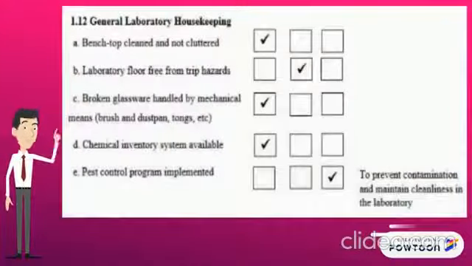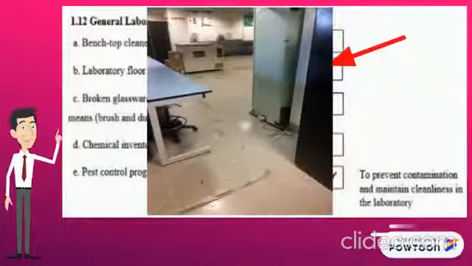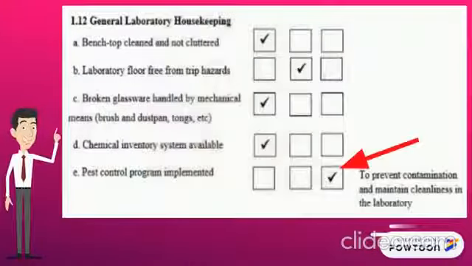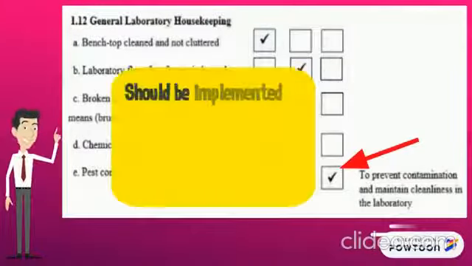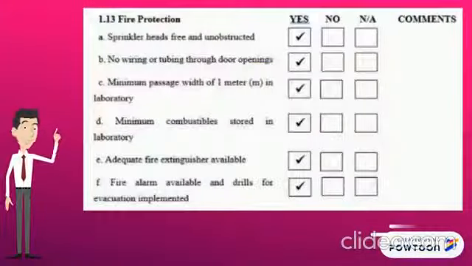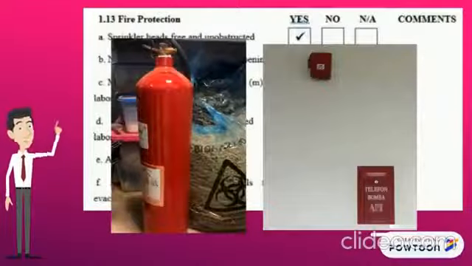For the general laboratory housekeeping, the laboratory floor is not free from trip hazards, with wire becoming an obstruction. The wire should be properly placed. Besides, the pest control program should also be implemented to prevent contamination as well as to maintain cleanliness inside the laboratory. Lastly, the fire protection is equipped in the laboratory with the availability of adequate fire extinguisher along with fire alarm available.